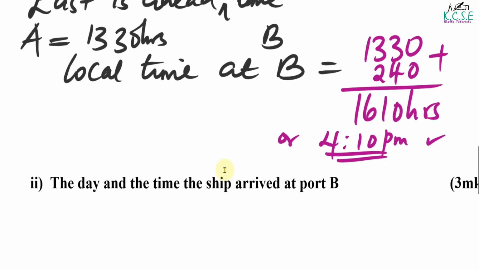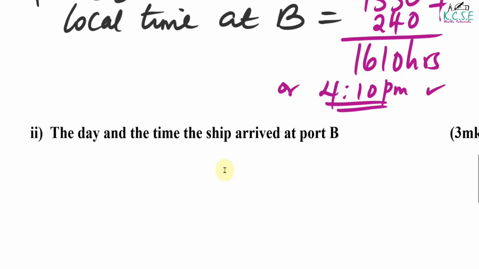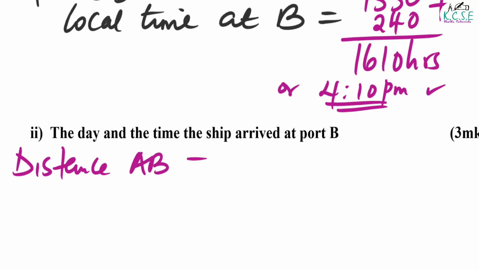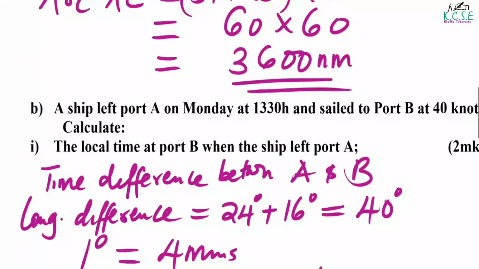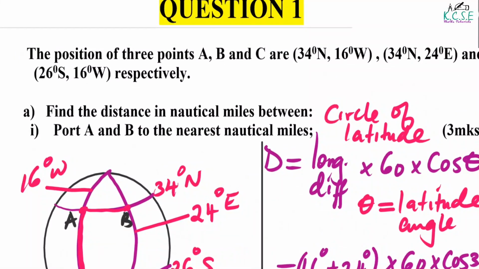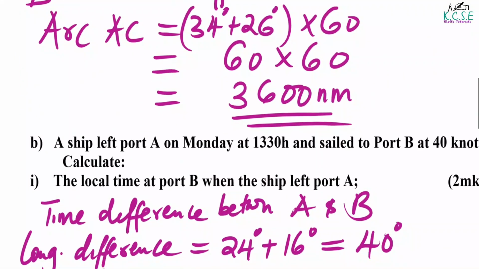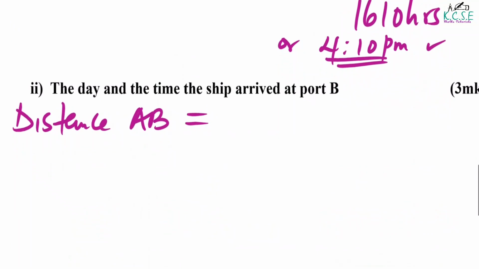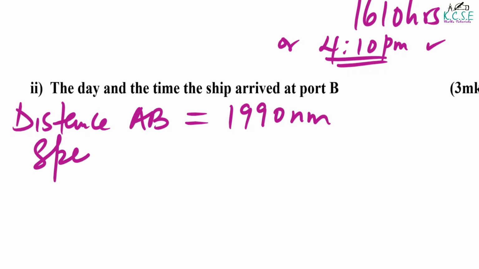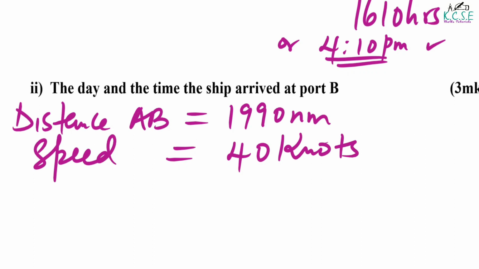We need to get the distance. So the distance between A and B in nautical miles, we obtained that as we started here. It was 1990 nautical miles. The speed was 40 knots. So these two can give us the time taken by the ship from A to B.